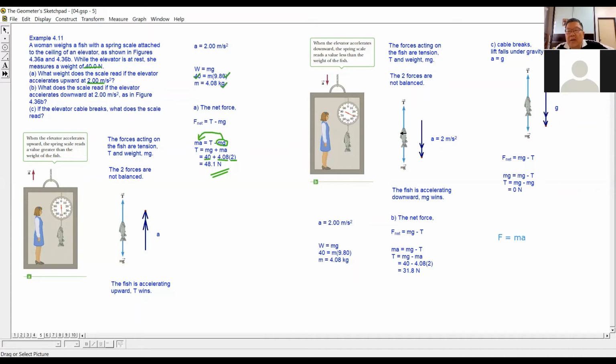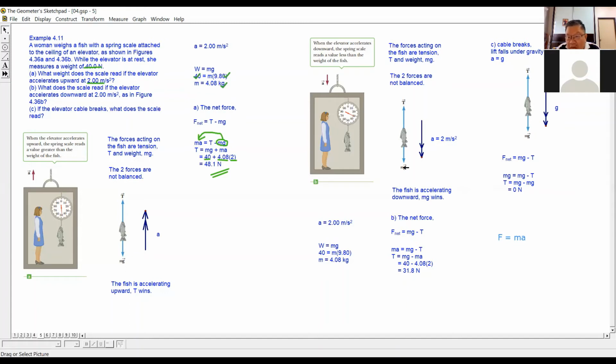Now we look at the fish again. Similar to the first case, there are two forces acting on the fish. One is the weight of the fish, mg, and the second one is the tension, which is pulling the fish upwards. And this also will be the reading on the scale. Now, if the whole thing is accelerating downwards with 2 meter per second square, what do you expect? Is mg bigger or is the tension bigger? Overall, it is moving downwards.